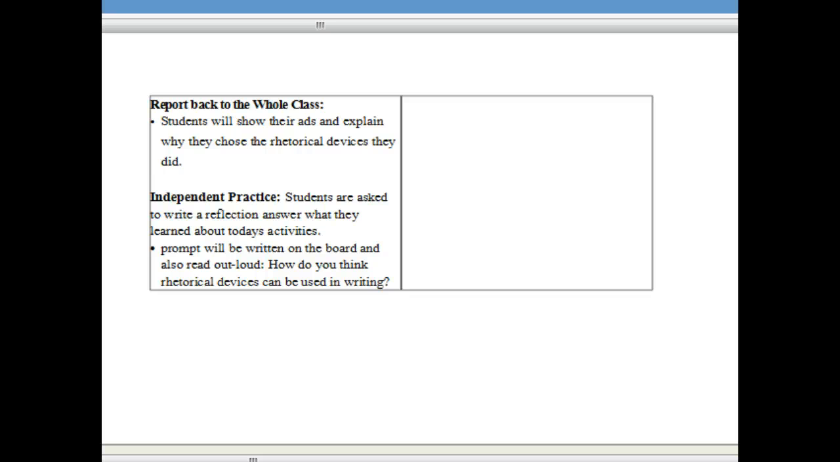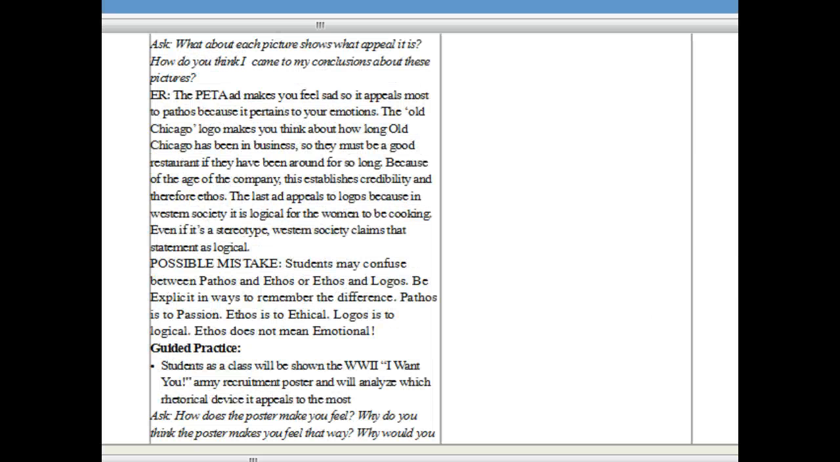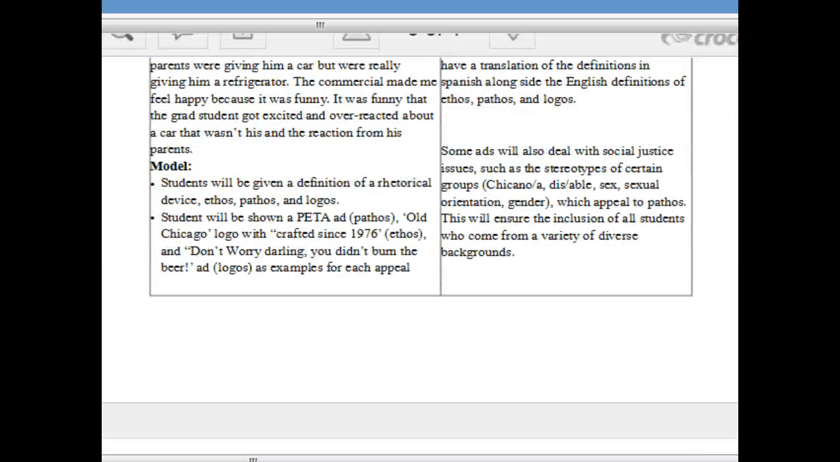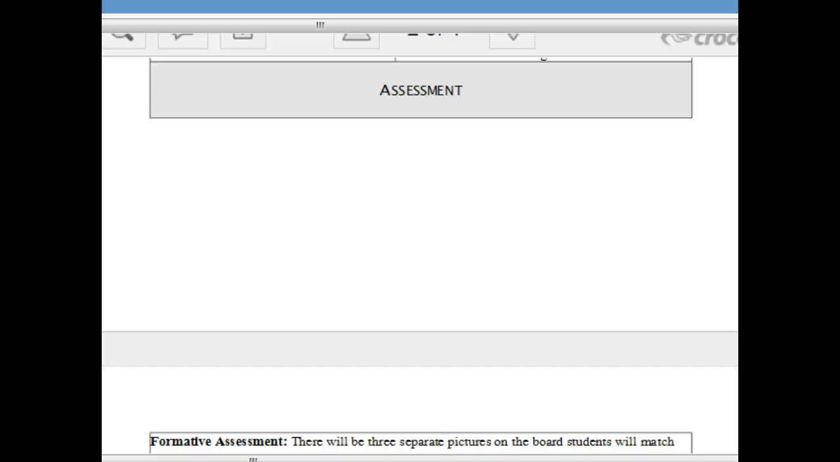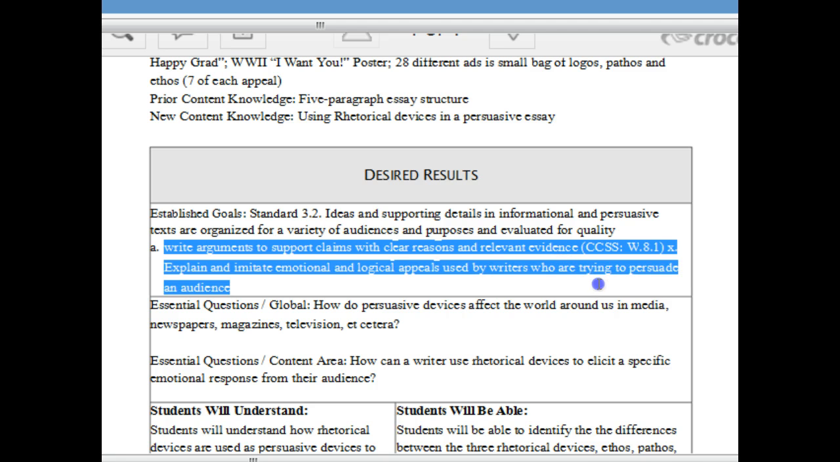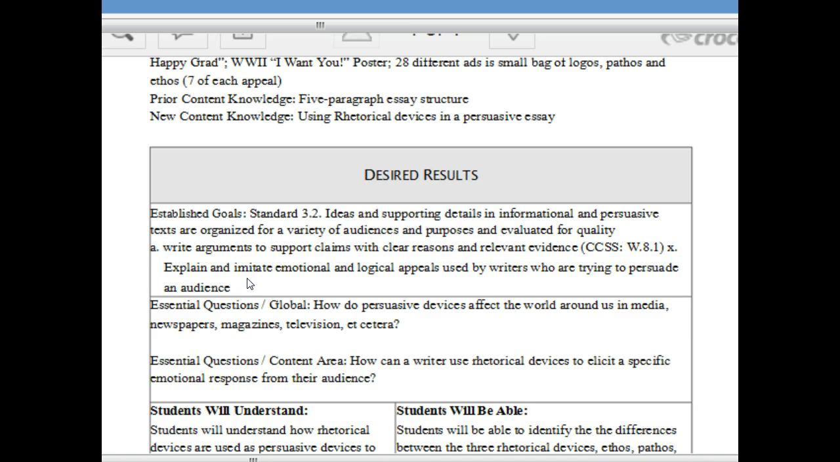Okay. The only thing I think that might kick this up a notch, when I go back up to your evidence outcome at the beginning, the goal is that they can write arguments to support claims with clear reasons and relevant evidence. And then the specific piece you're doing today is explain and imitate emotional and logical appeals, right? You really have them recognizing and identifying emotional appeals, but not really imitating emotional and logical appeals.